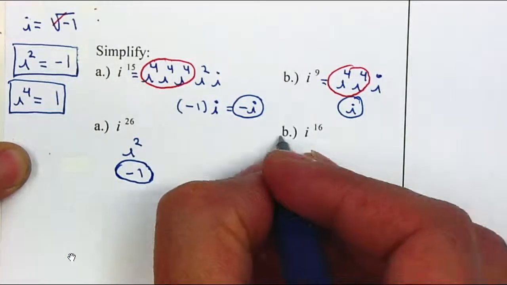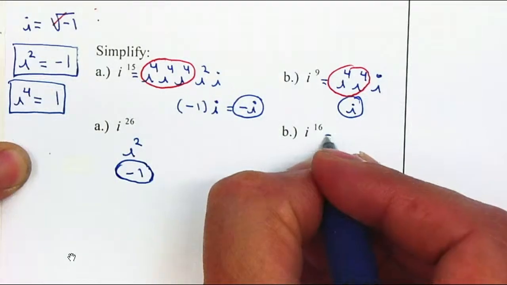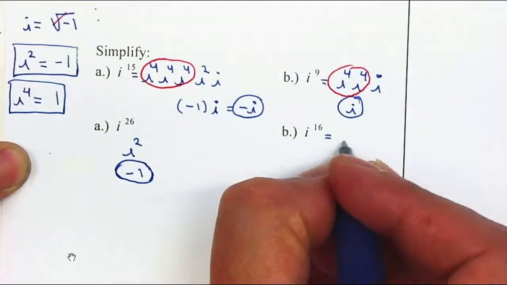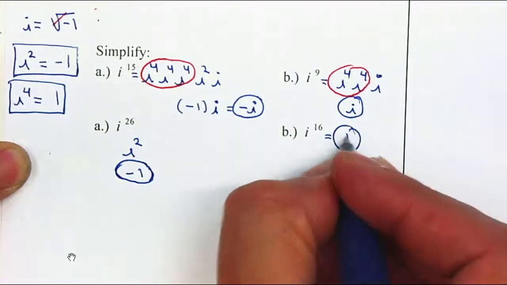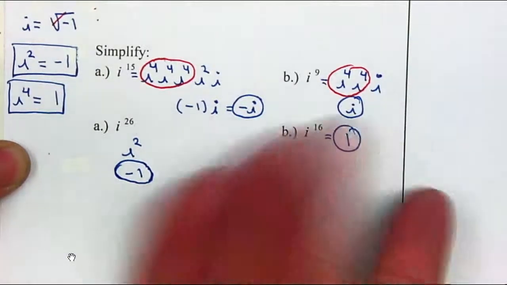Letter D. How many i to the 4th do I have in there? 4. How many are left? None. So therefore my answer is just 1. Because each i to the 4th is 1. So 1 times 1 times 1 times 1 gives you 1.